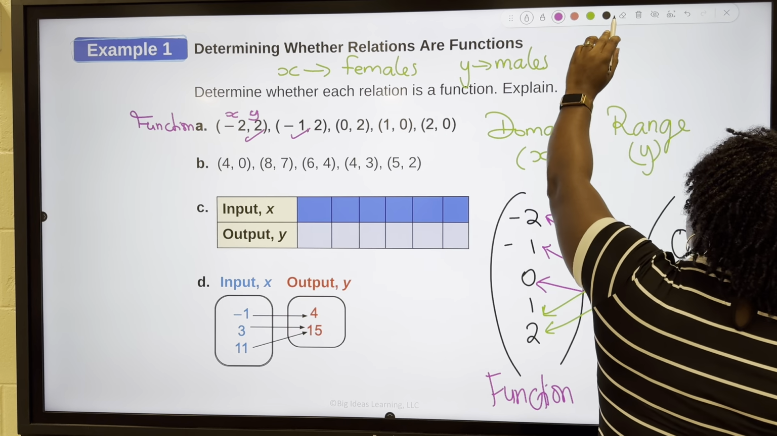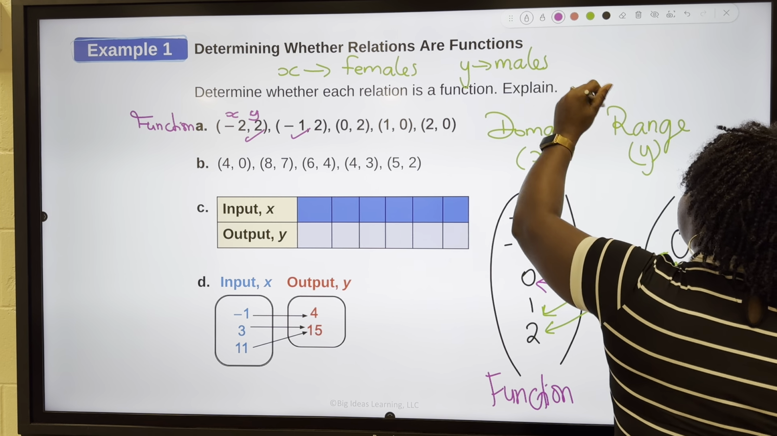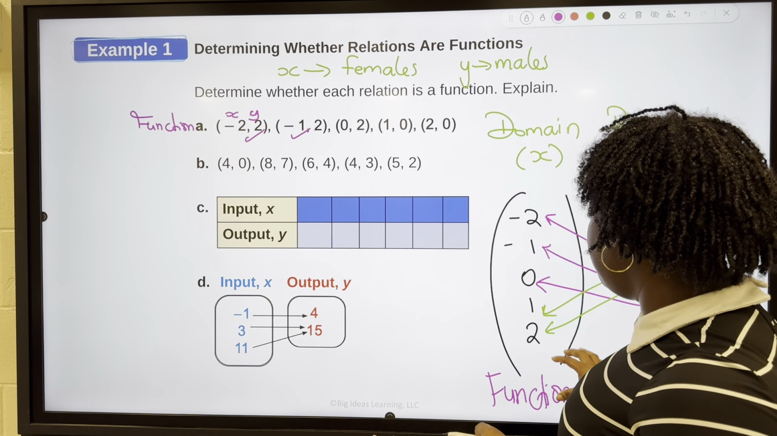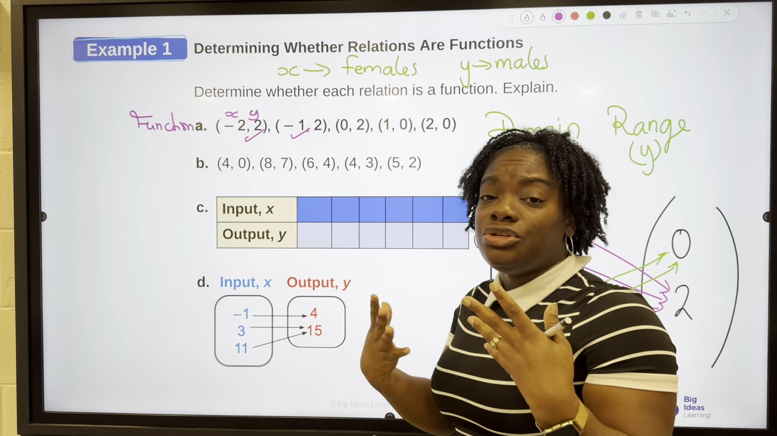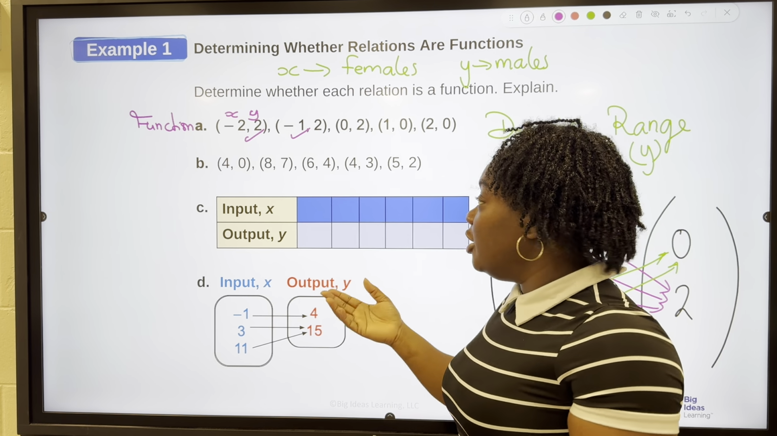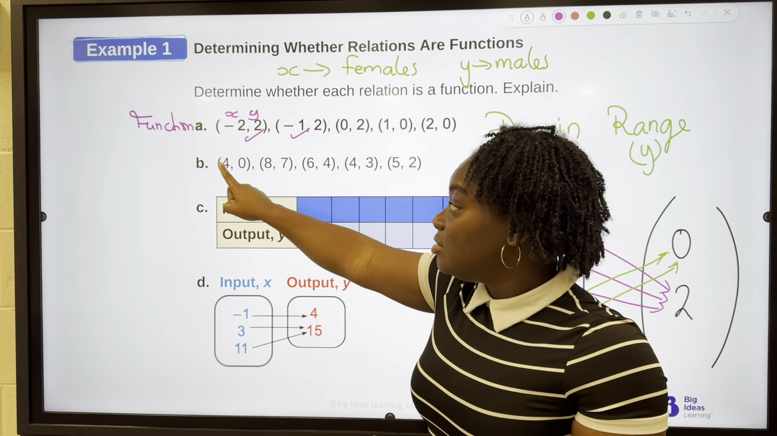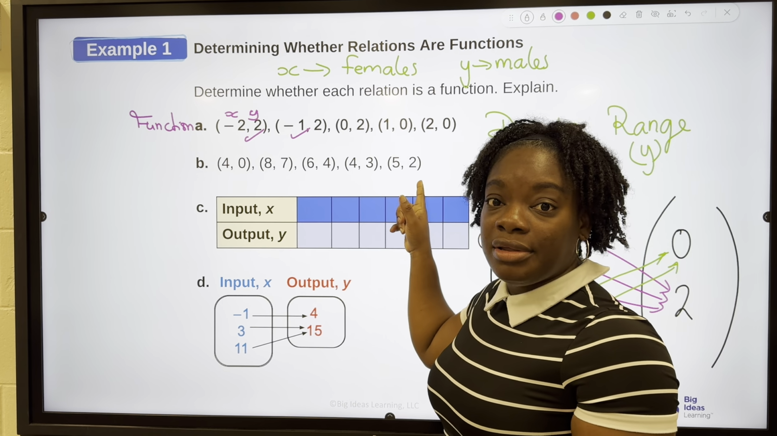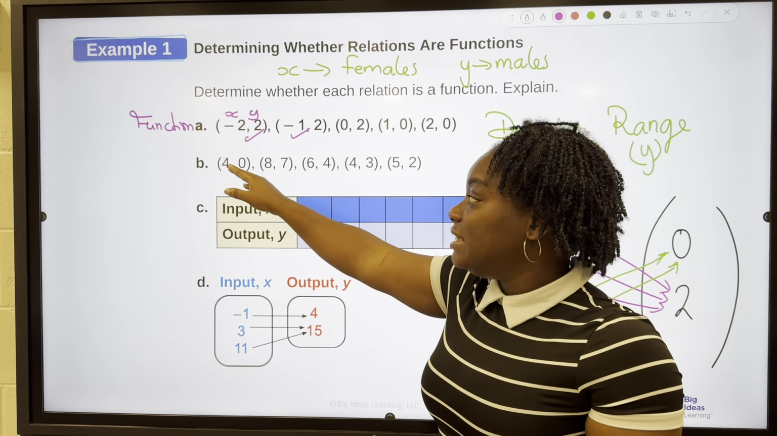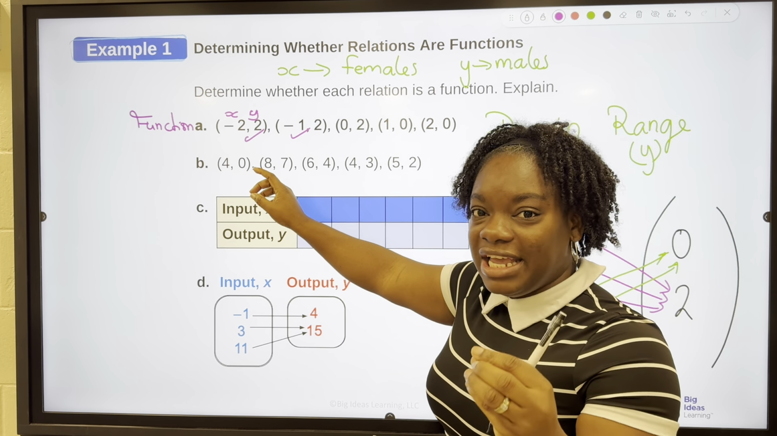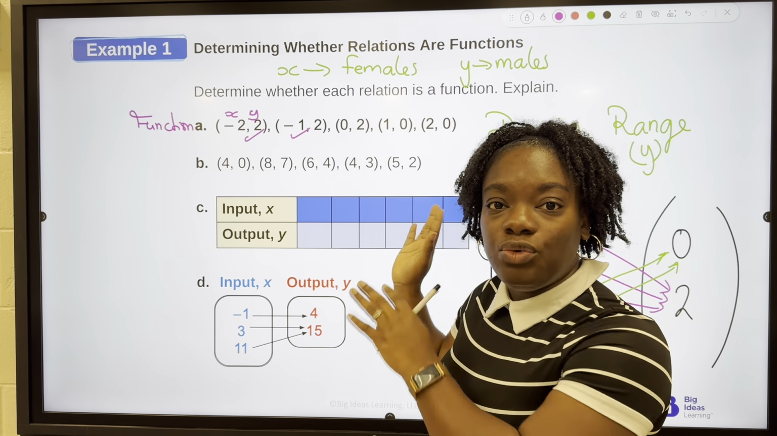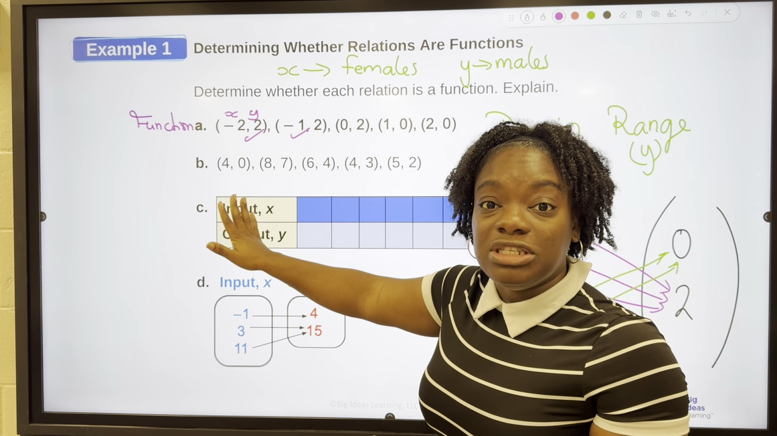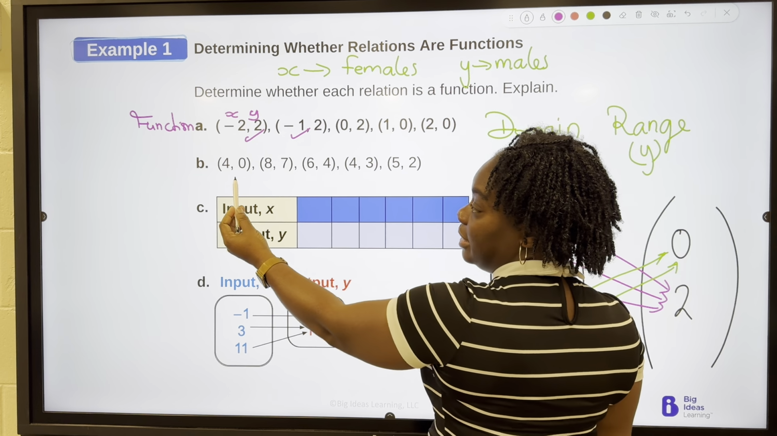All right, let's look at this one, and we don't even have to go in and draw a mapping diagram for this. Another way to tell if it's a function or not is just to look at the x's, or the females, and to see if they have been repeated. If it has been repeated, it means that that female, or that x, is mapped to more than one y value, which is the male, or they have more than one husband.